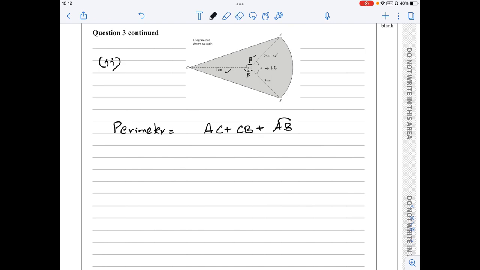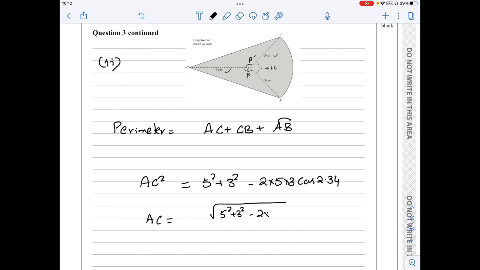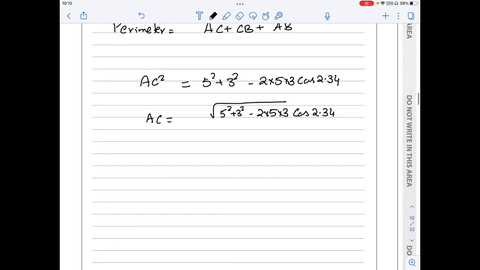By using the cosine rule. So AC squared equals 5 squared plus 3 squared minus 2 times 5 times 3 cosine 2.34. So AC equals the square root of 5 squared plus 3 squared minus 2 times 5 times 3 cosine 2.34. That's the value of AC. I have to find the length of the arc AB. Length of the arc AB is r theta. R times theta is 3 times 1.6, which is 4.8.